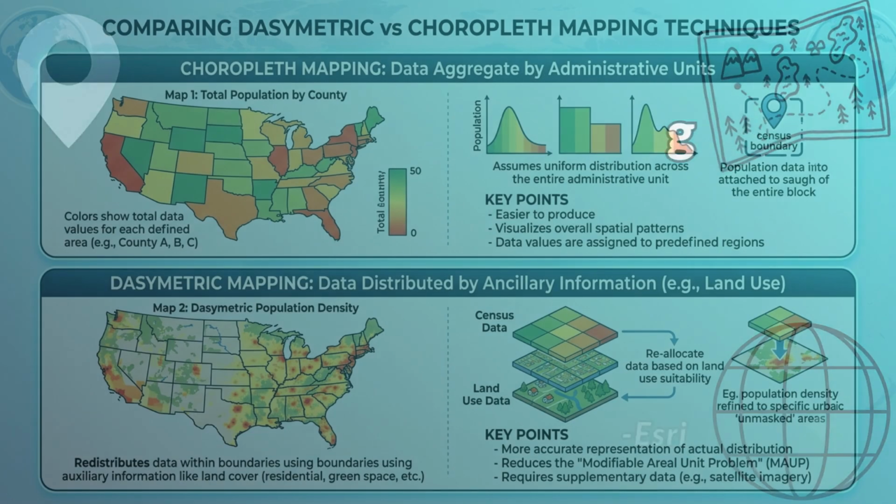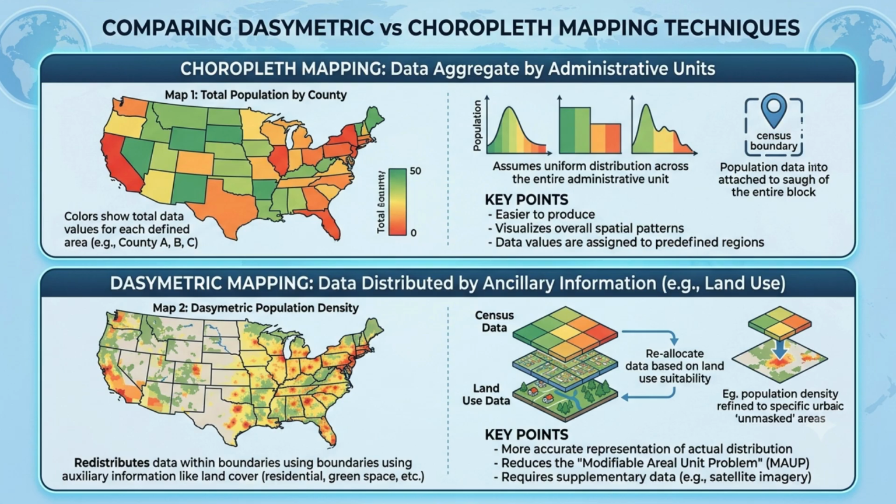Let's walk through the mechanics of that for the listener. Say you have a county with a population of 50,000 people. A standard choropleth just colors the entire county one solid shade. Yes. But if you overlay a raster layer of land cover data, the GIS software can identify that, hey, 40% of this county is a literal lake. The dasymetric algorithm literally removes those uninhabited pixels from the calculation.